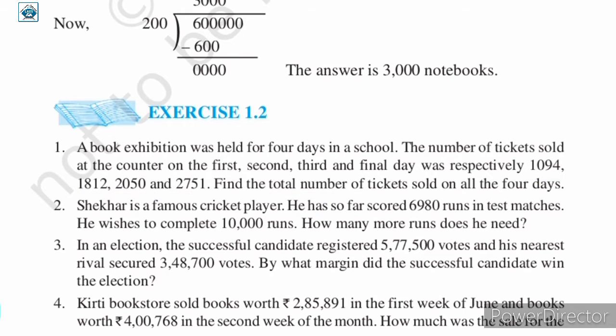So in this question, we need to find the total number of tickets sold on the 4 days, and we are given the number of tickets sold on the first, second, third and final day. So on the first day, 1094 tickets were sold. On the second day, 1812 tickets were sold.